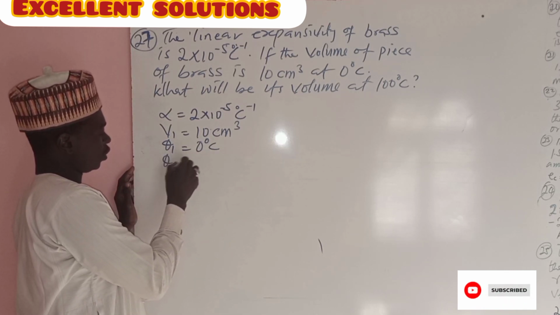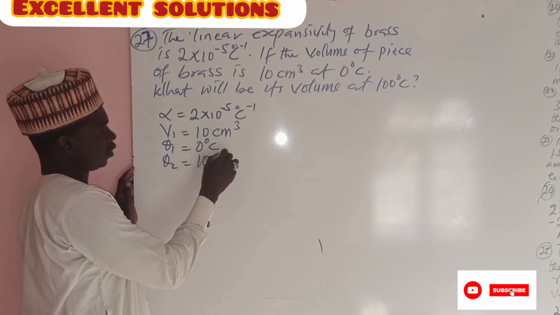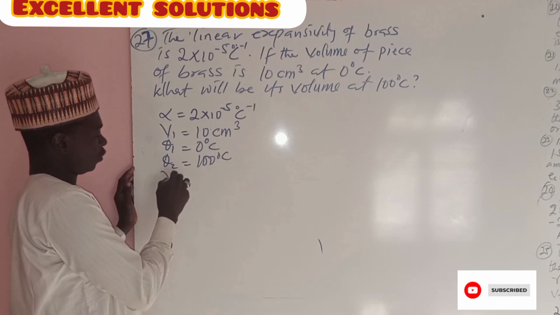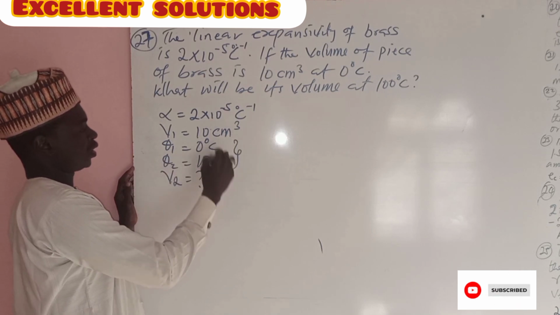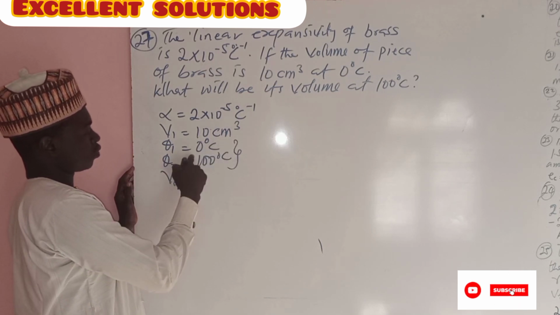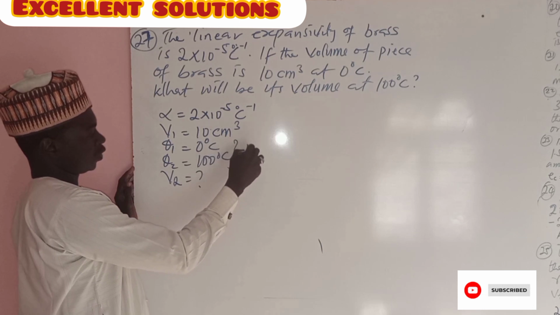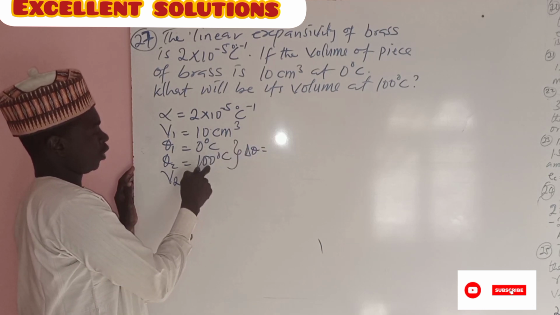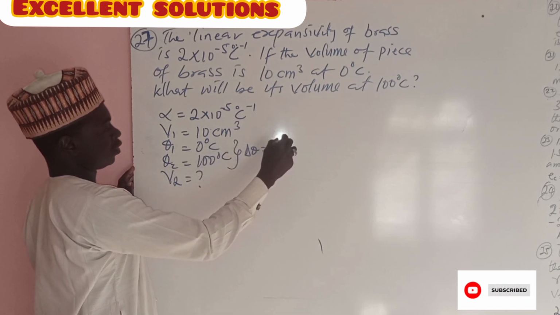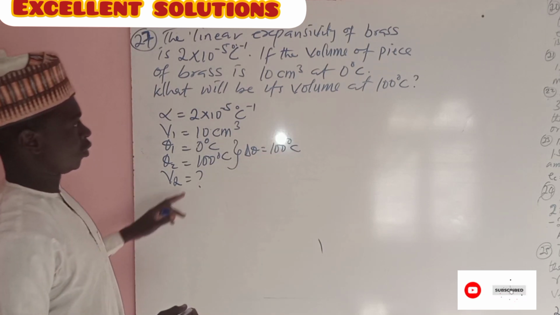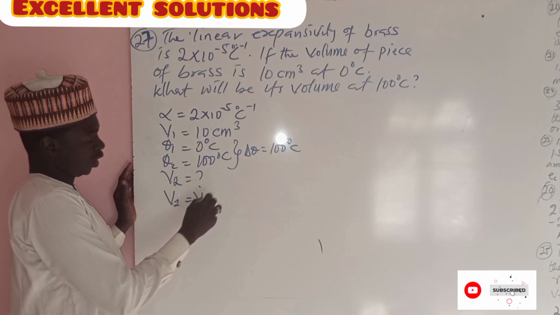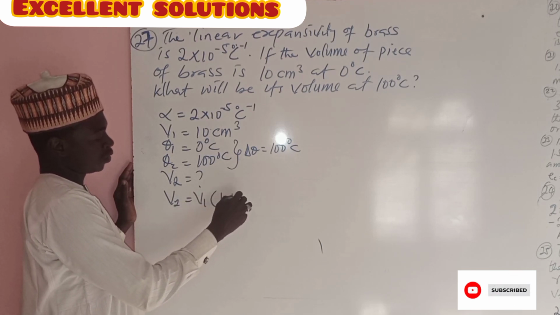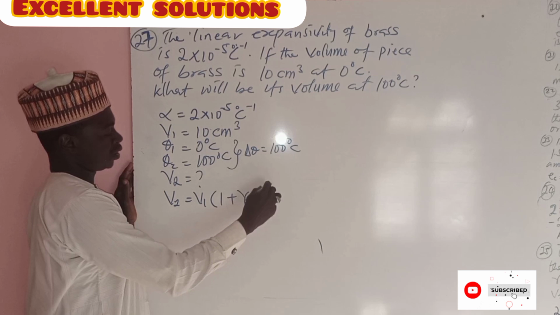So theta 2 equals 100 degrees Celsius. We are looking for V2. So recall that our delta theta equals theta 2 minus theta 1. So from here, delta theta equals 100 minus 0, which is 100 degrees Celsius. So if we use our equation, V2 equals V1 open bracket 1 plus gamma delta theta.